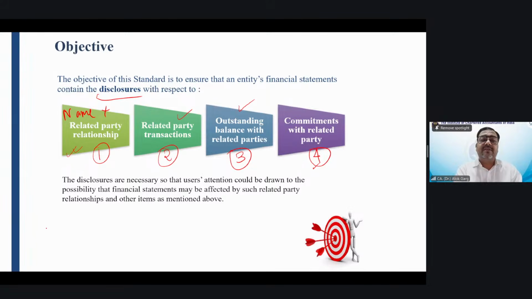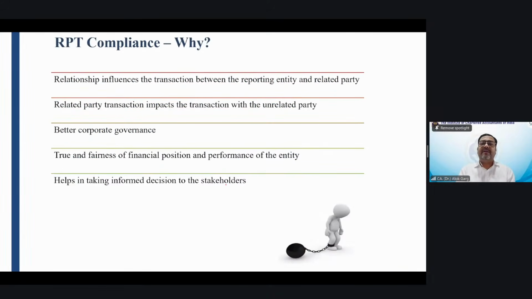So friends, the disclosures are necessary so that users' attention could be drawn to the possibility that financial statements may be affected by such related party relationship and other items as mentioned above. Okay, right? So the objective we understood. The objective is to provide the disclosures. Which disclosures? Name of the related party, relationship with the related party, transactions with the related party, outstanding balances with the related party, and the commitment with the related party. Okay, right.